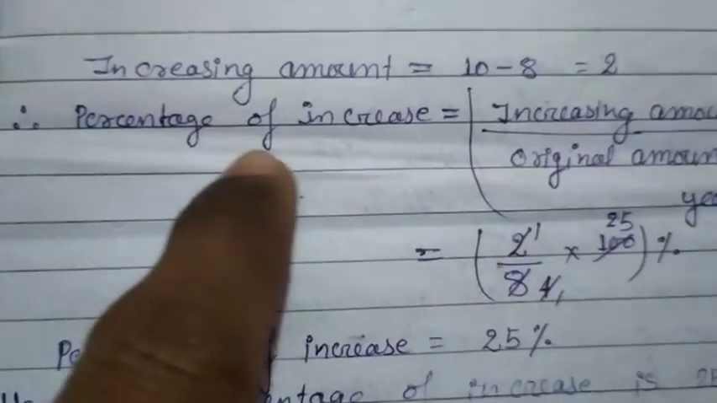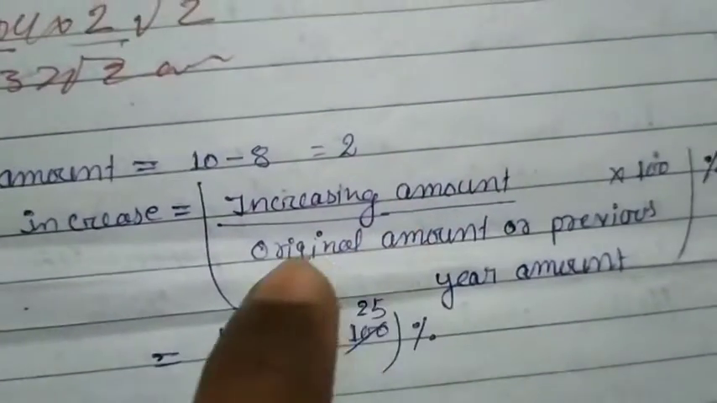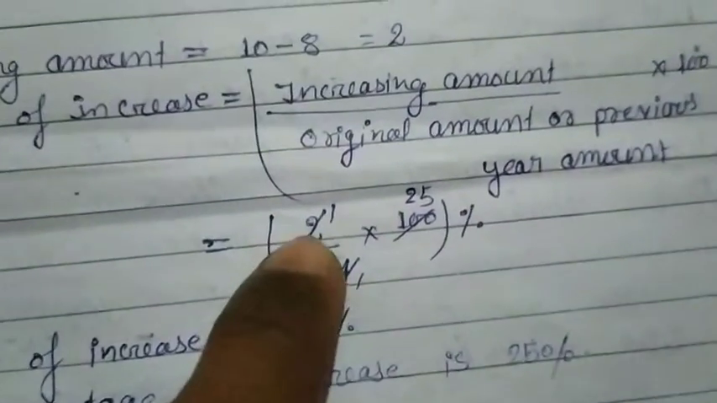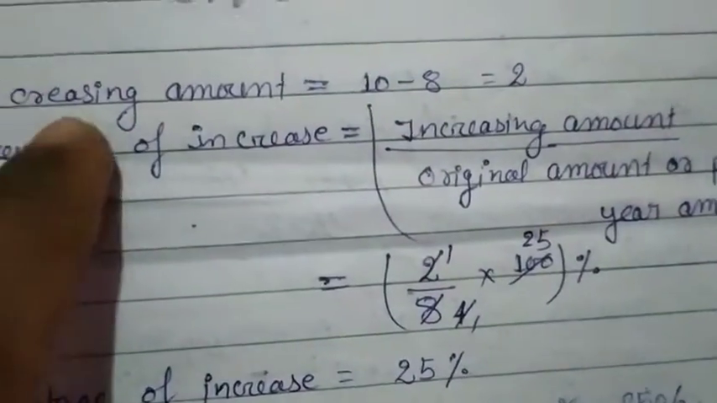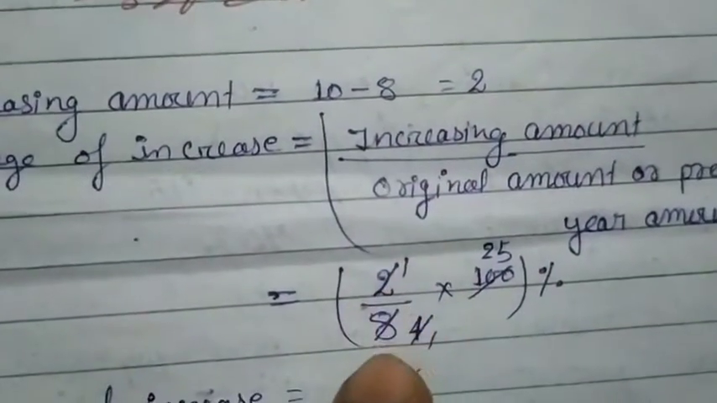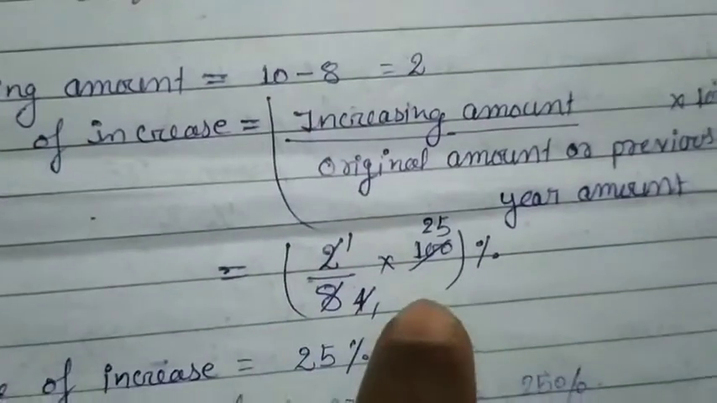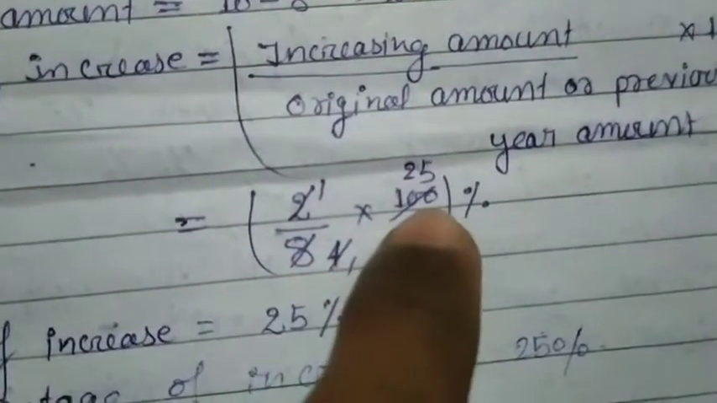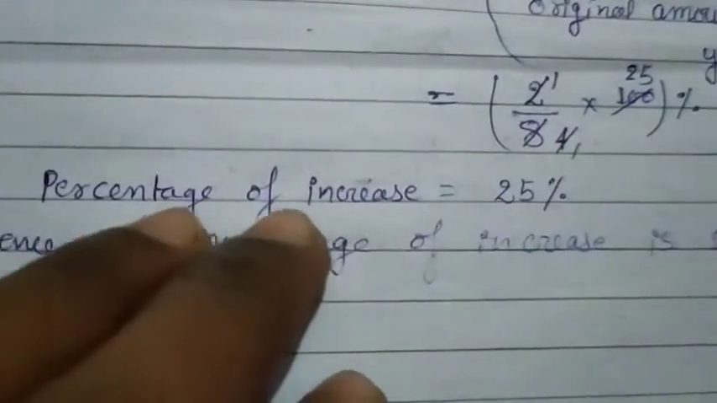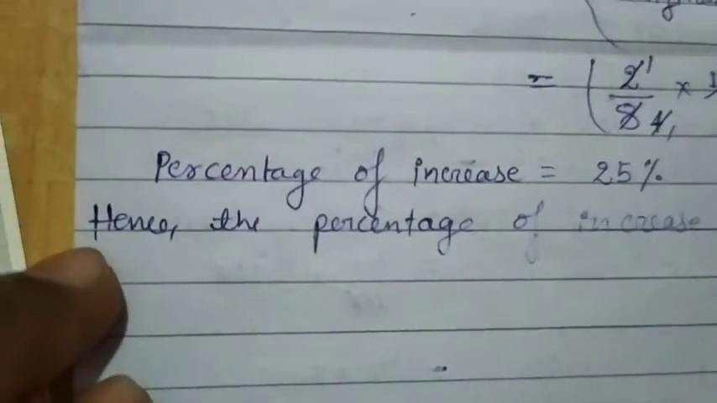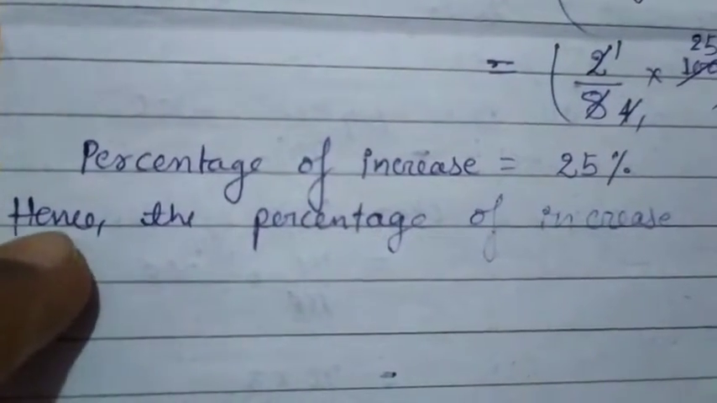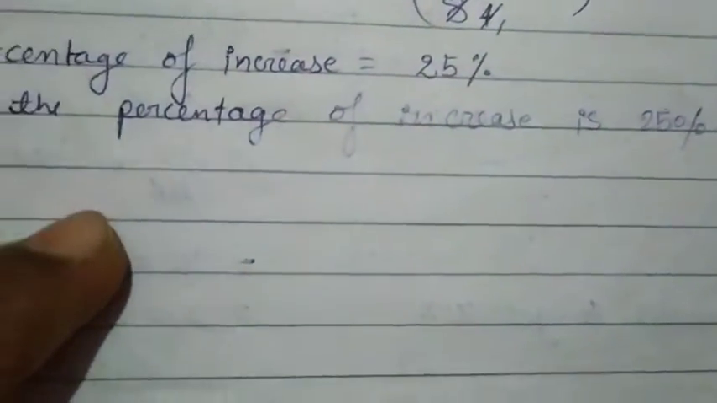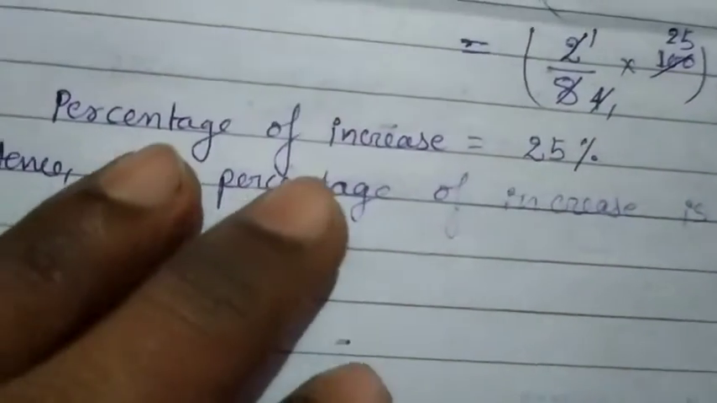Therefore the percentage of increase would be increasing amount upon original amount or previous year amount into 100 percentage. Put the increasing amount we just found, that is 2, upon the original, which was 8, into 100. 2 fours are 8 and 25 fours are 100, we know it. So the percentage of increase equals 25%. Thus write a closing statement at the end of the solution, that is, hence the percentage of increase is 25%. So this is your answer. Okay, thus you can do the rest.